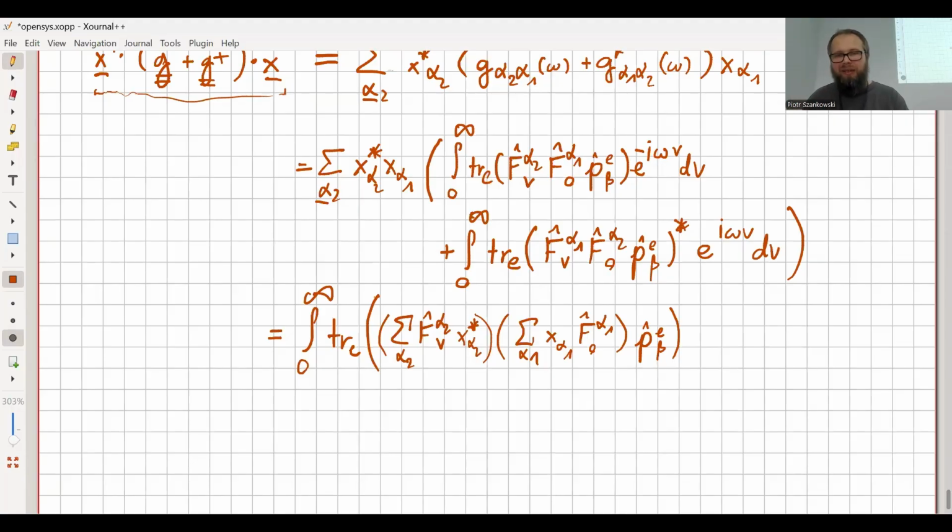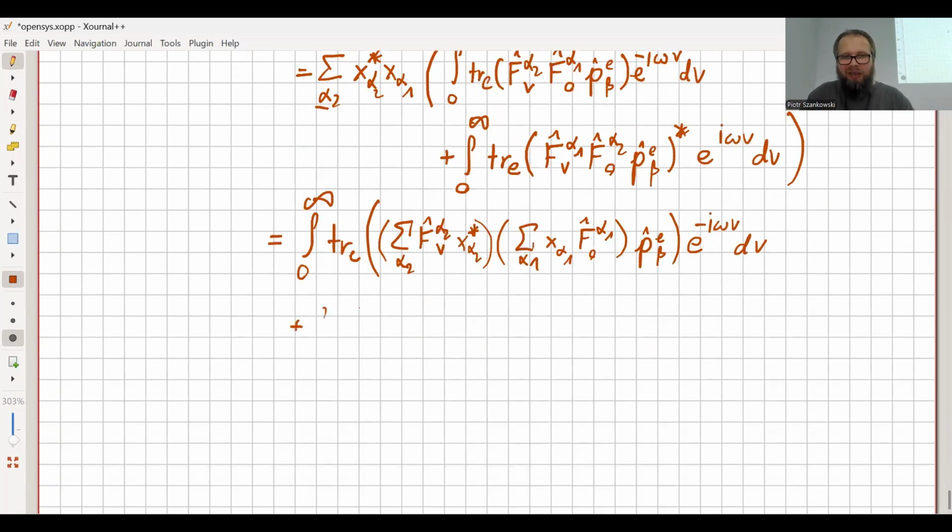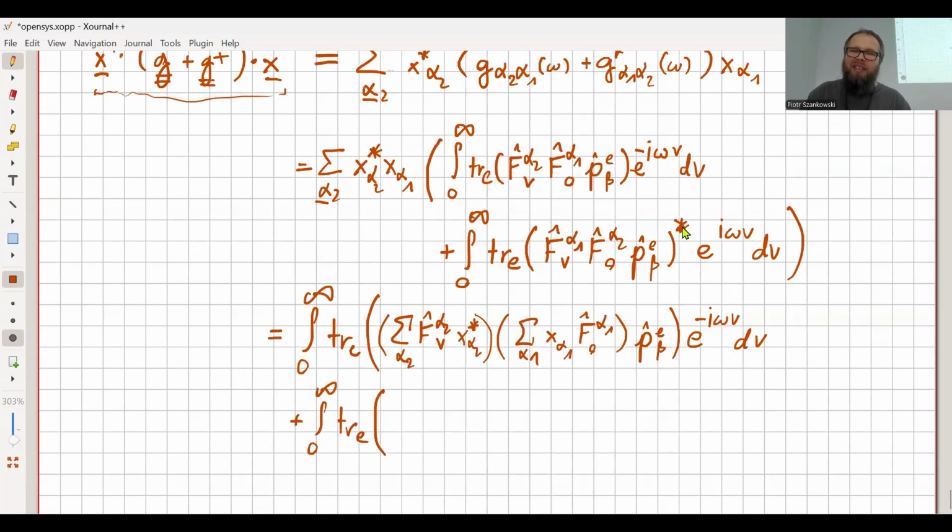Okay, whatever. It's cool. EI minus omega V dV. And similar thing with the other one, trace E. But the other one has a complex conjugate on the trace. So we have to take this into account, which actually leads us to a symmetric expression.